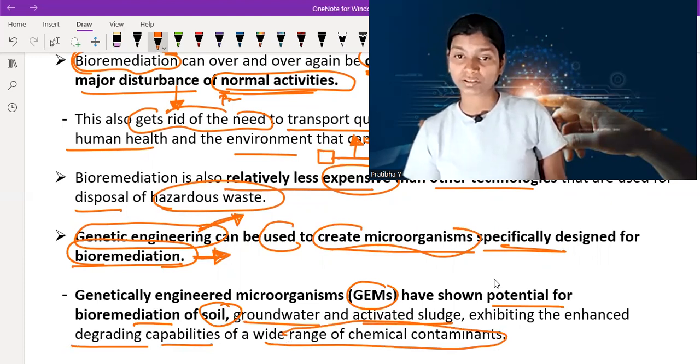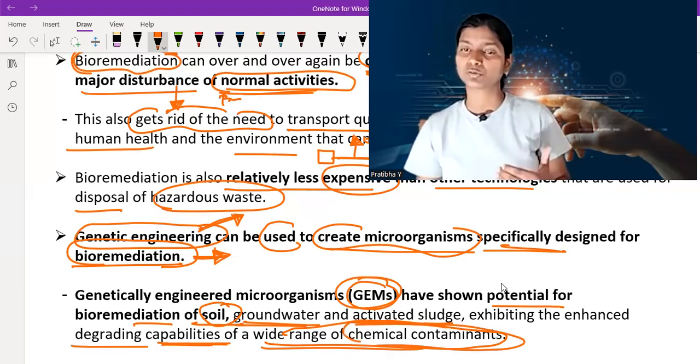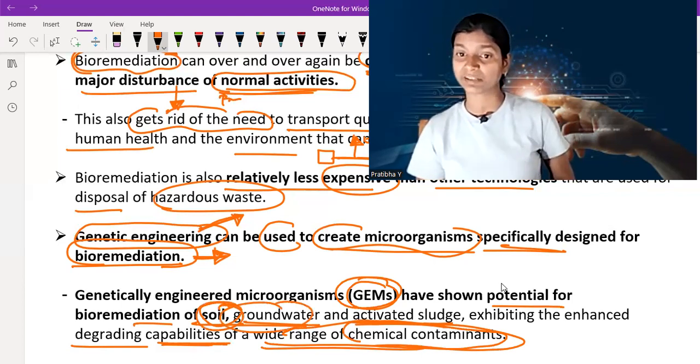So GEMs, or genetically modified microorganisms, have shown potential for bioremediation of soil, groundwater, as well as activated sludge, and also exhibit enhanced degrading capacity of a wide range of chemical contaminants. So through GEMs, we can reduce or eliminate the contaminants in soil, in groundwater, in activated sludge, as well as many chemical contaminants.